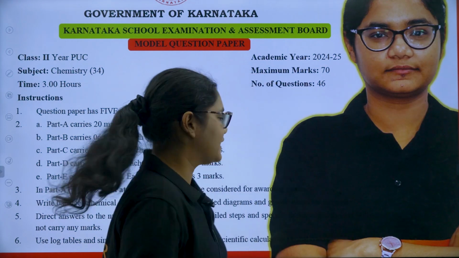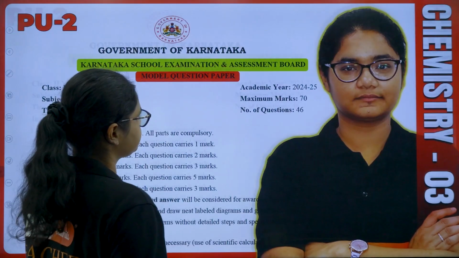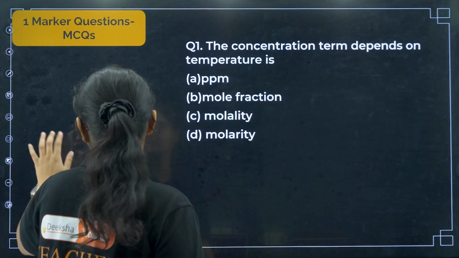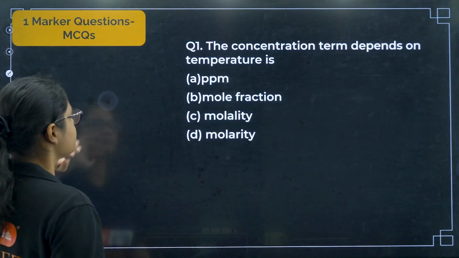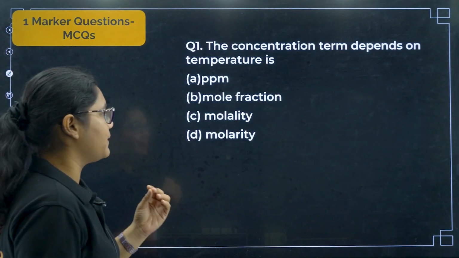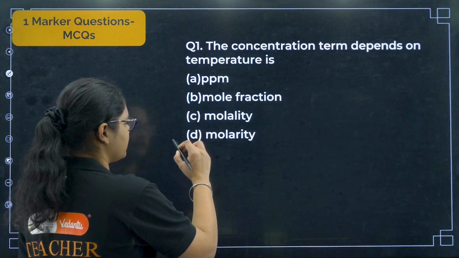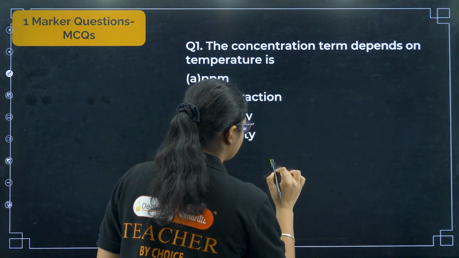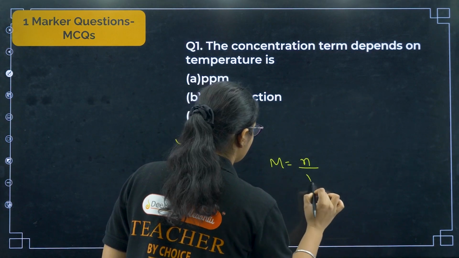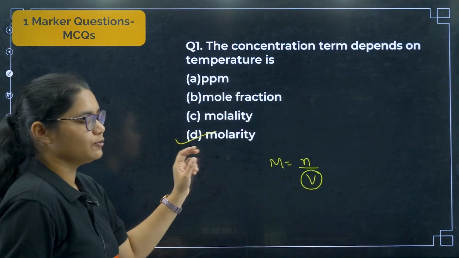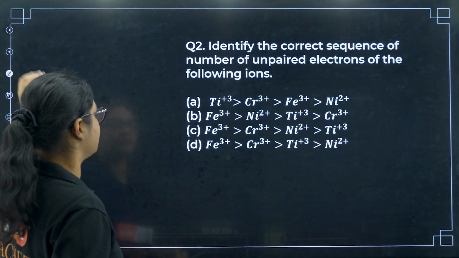Okay, let's get started here with the first paper pattern. You know already. We'll go to the first section of the questions, that is, which concentration term depends on temperature. We know molarity depends on temperature, right? Molarity is equal to number of moles by volume, and volume is something which is affected by temperature. That is why molarity is also affected by temperature.